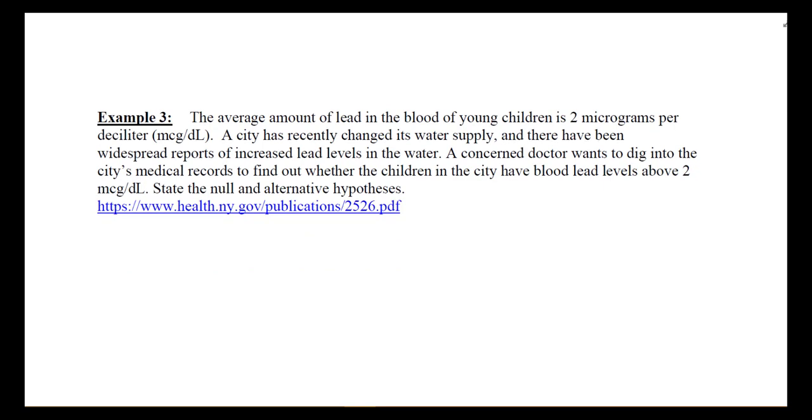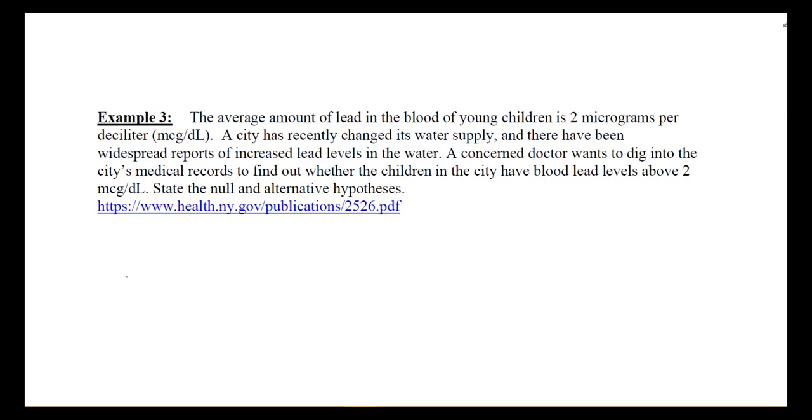Okay, let's move on. Let's look at this one. The average amount of lead in the blood of young children is 2 micrograms per deciliter. A city has recently changed its water supply, and there have been reports of increased lead levels in the water. And there is a concerned doctor who wants to dig into the records to find out whether the kids in this particular city have lead levels that are above 2 micrograms per deciliter. And we want to write down the null and alternative hypotheses. Does this ring any bells for you? Have y'all ever heard of the water situation in Flint, Michigan, where a doctor really did start investigating and they found that there was a problem?